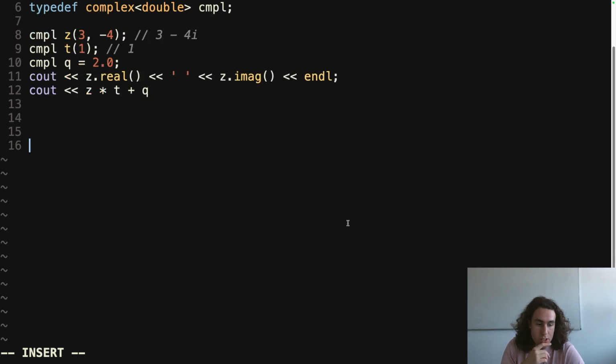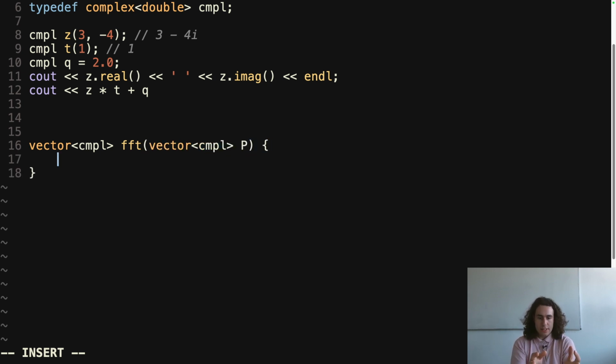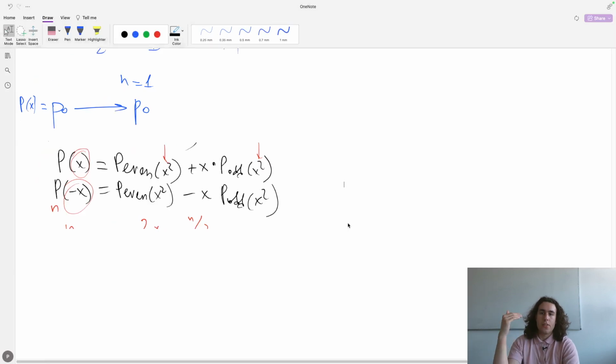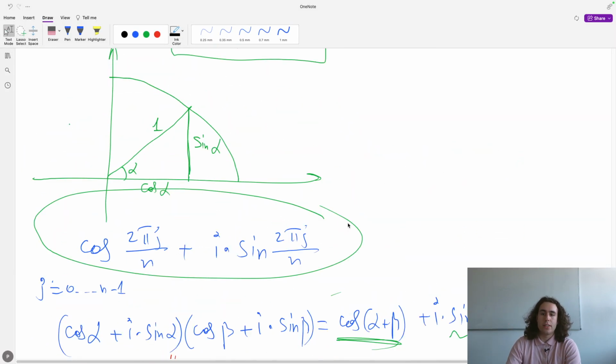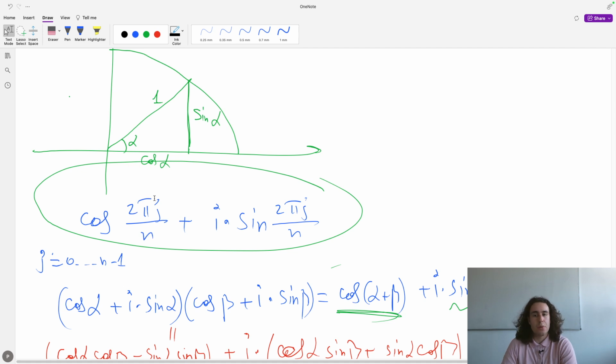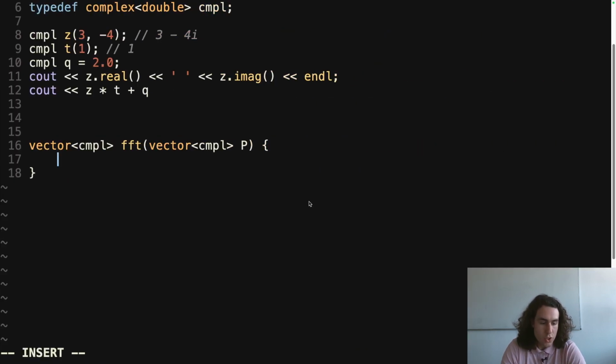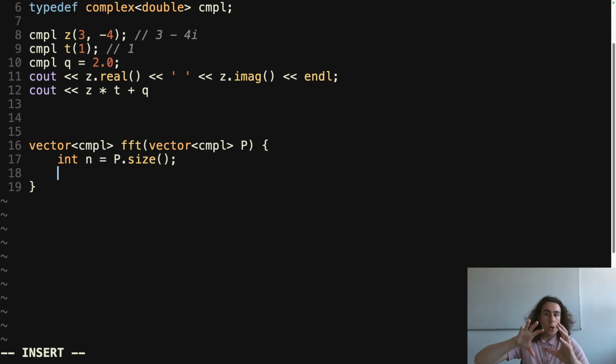So let's do our divide and conquer, right? We have f of t, which takes as input a polynomial p, and it's going to return its values in those points that we talked about, right? The points that have form cosine of 2 pi j over n plus I times sine of that value. So let's say that n is the size of p. We always assume that the size of p is a power of 2. If that's not the case, just before we call this recursive function, we make it always be a power of 2.